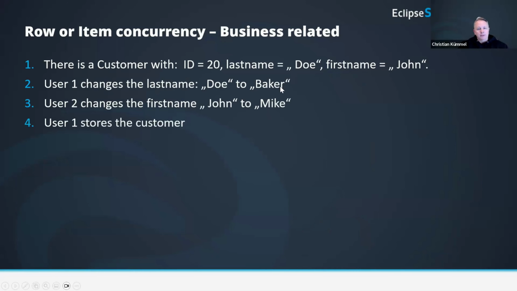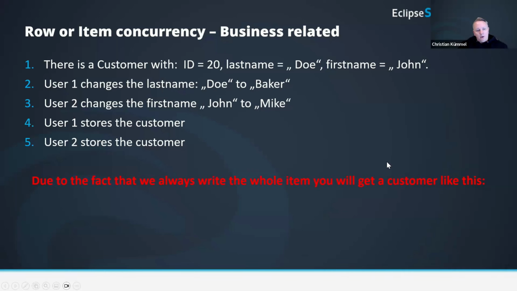User 1 stores this. That means it changes the last name from Doe to Baker and stores it to the database. And user 2 stores the customer also. The problem in that situation is that we always write a whole row of data. So user 2 is not aware of the change that user 1 did, and that's why at the end you will have the result 20 Doe Mike, because user 2 overrides the first change of user 1.